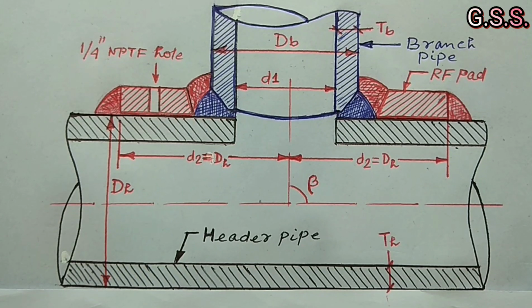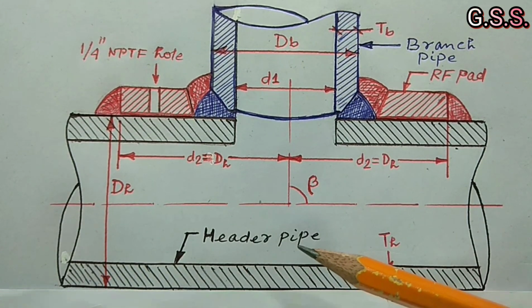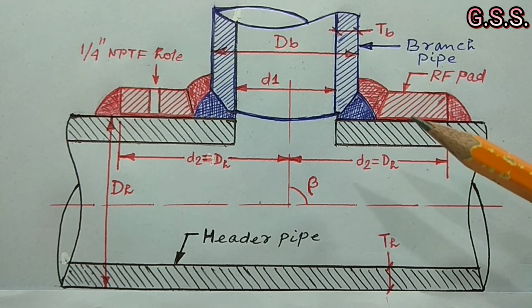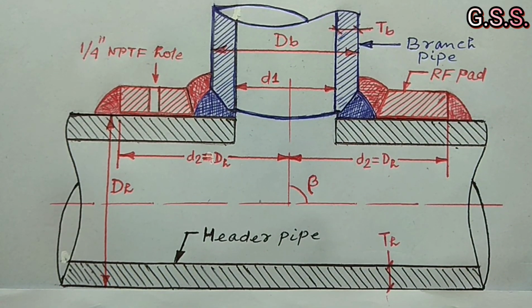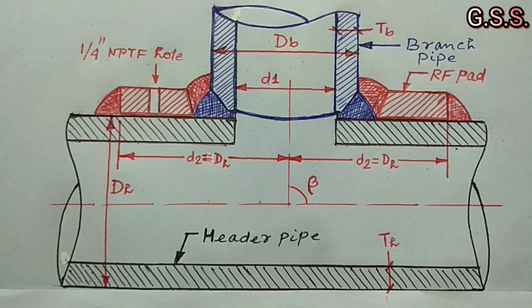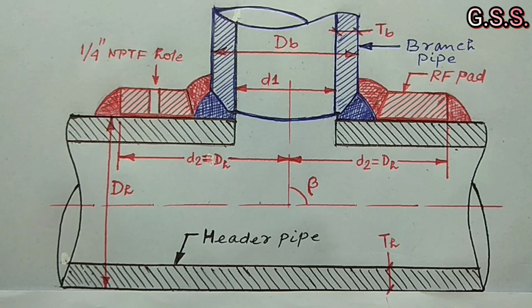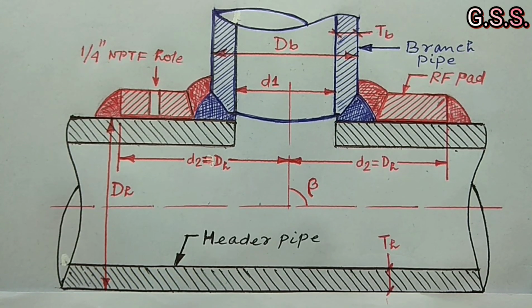This is a sketch of a reinforced branch connection with RF pad. Header pipe is shown in black color, branch pipe is shown in blue color, and RF pad is shown in red color. If we do not consider the RF pad, then the branch is an unreinforced branch. Both stub-in and stub-on branch connection can be made with or without a reinforcement pad as per requirement. This requirement is governed by pressure and stress criteria.